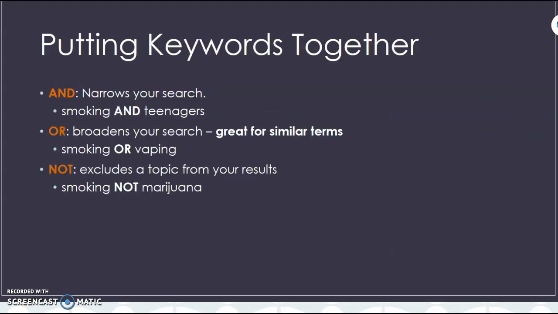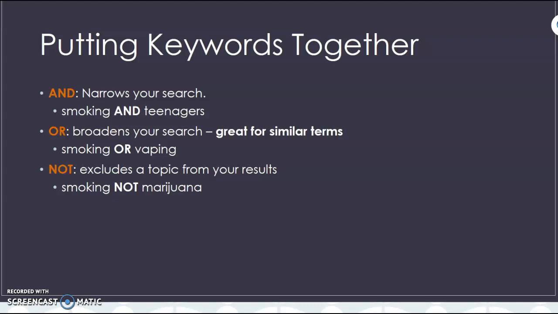So then you want to think about how to put your keywords together effectively to search. So these are called Boolean operators, and and or are going to be the most useful ones. And is going to narrow your search. So that's going to combine all your different elements that you're searching for. So smoking and teenagers. If I search that, I'm only going to get articles about smoking and teenagers.